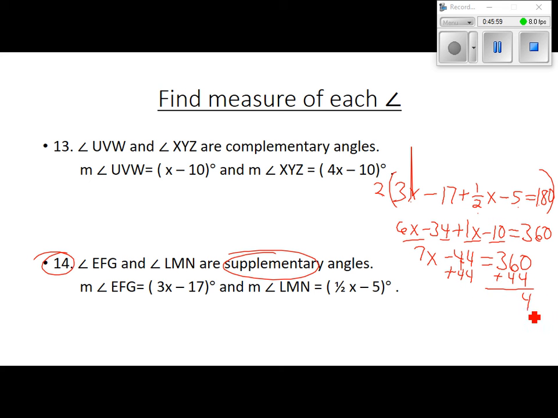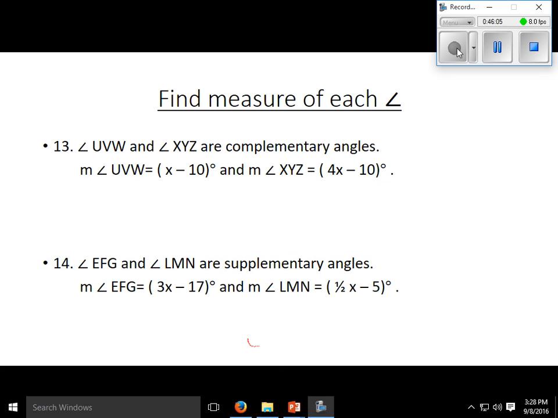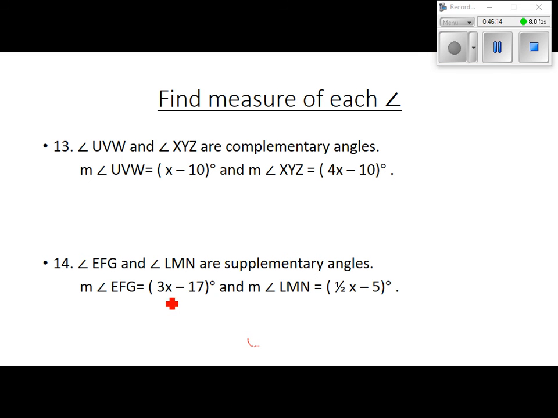End up with 4, 0, carry the 1, 404, 7x. Alright, we're going to try 14 one more time because I figured out what I did wrong. I messed up and I wrote it down wrong from the book. This says 3x minus 17, in the book it says 3x plus 17.